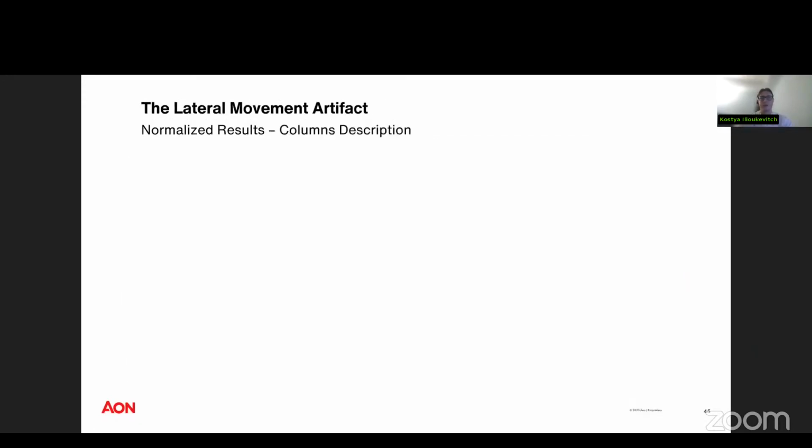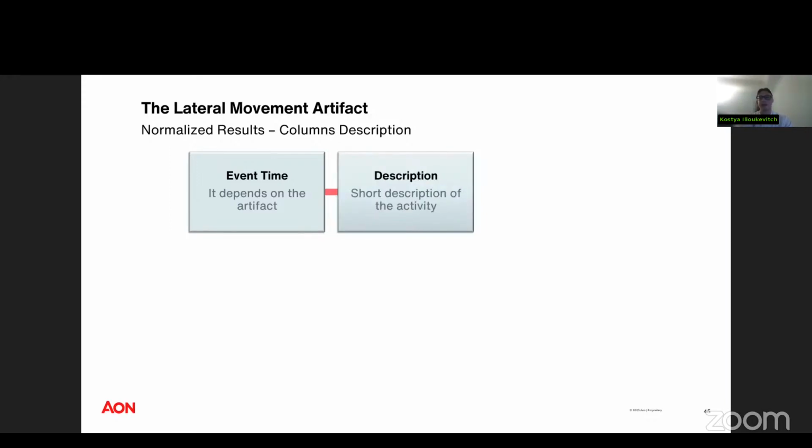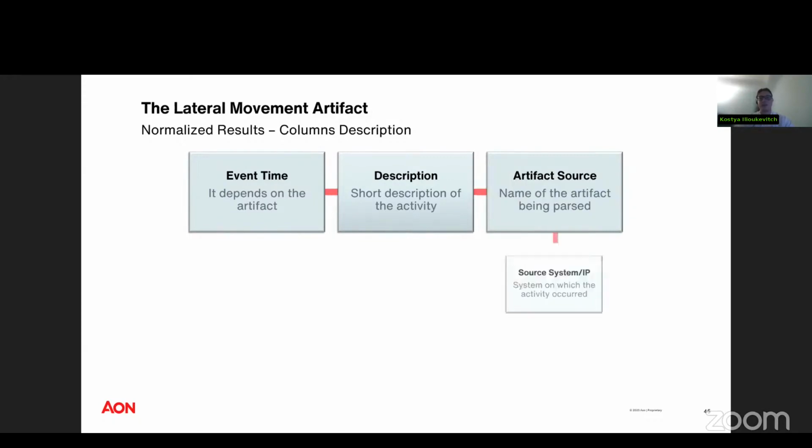And in terms of the columns that you may have just seen, you'll notice that event time, going left to right, is the first column. The event time depends on what source the artifact is. So when it comes to event logs, it's when the event was created or generated. But when it comes to registry keys, it's when the key itself was modified, and that's the time that we had decided to use in our event time column. Next, we have the description, which provides a short description to the analyst of the type of activity. And then we also have the artifact source right beside it to specify where the information originates from more concretely.